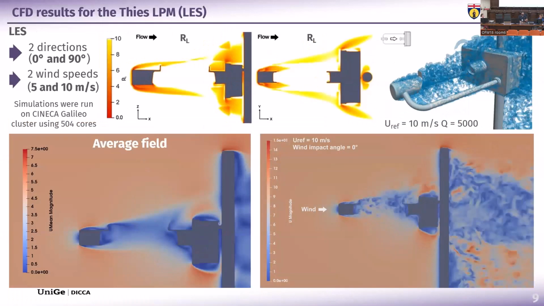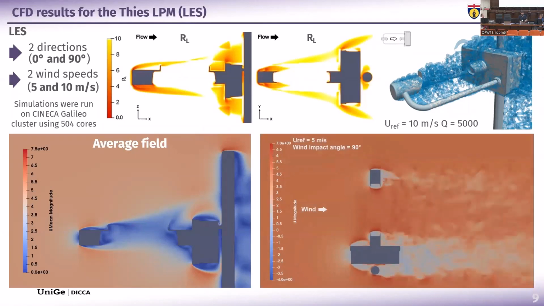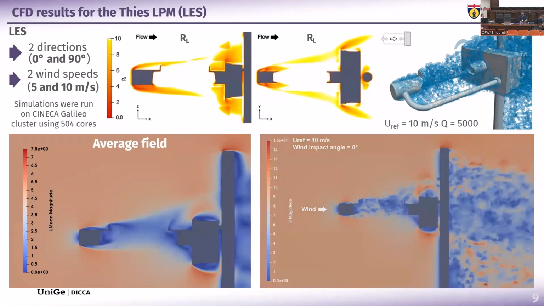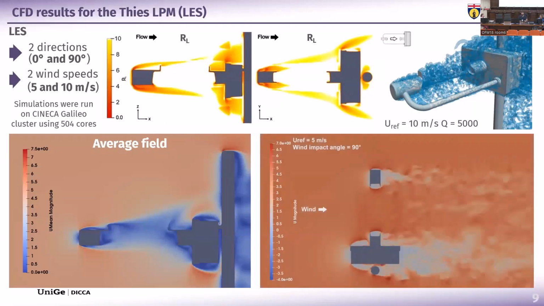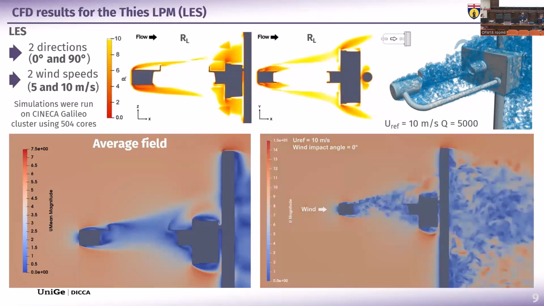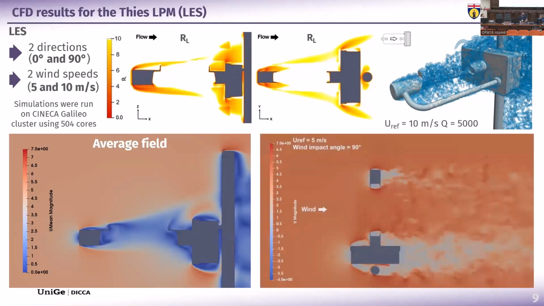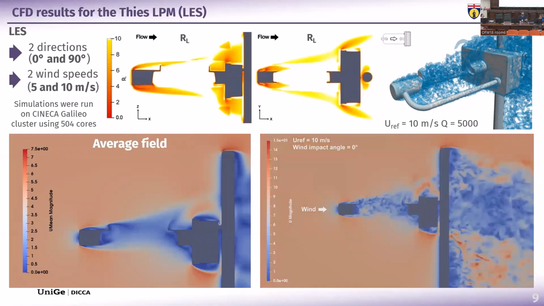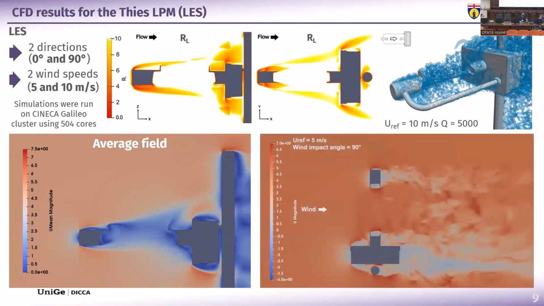Then we can see instead the LES simulation results. Here, only 2 wind directions and 2 wind speeds were simulated. And of course, for this case, a large cluster was used. Here, the RL parameter is above 10, which is a good value for LES in most of the domain. However, it's still not perfect above the instrument sensing area. Also in this case, the Q criterion shows very strong turbulence generation, and results were considered both in terms of average field, which is quite similar to the one provided by the URANS simulation, and instantaneous flow velocity.